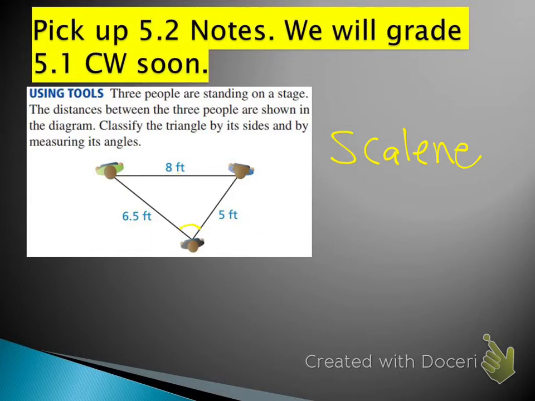So across from that is the biggest angle. We're seeing if this angle is less than 90 or more than 90. Those are the two options. I'm going to use the edge of my paper, which is 90 degrees. It's bigger than 90, so that means it is obtuse. All right, so scalene, obtuse.